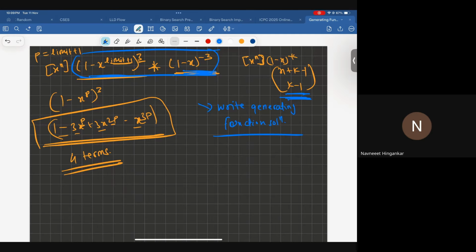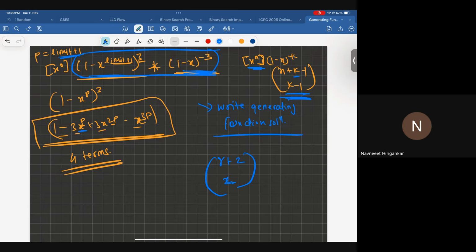Okay, so let's take one more example. Like here the p is limit plus 1. Now it will automatically handle all the equations part, that it will get the coefficient, that the coefficient of x raised to the power r is this, where k is 3, right? So k is 3, and the coefficient of x raised to the power r is r plus 2 C 2, right? And it will multiply this with this.